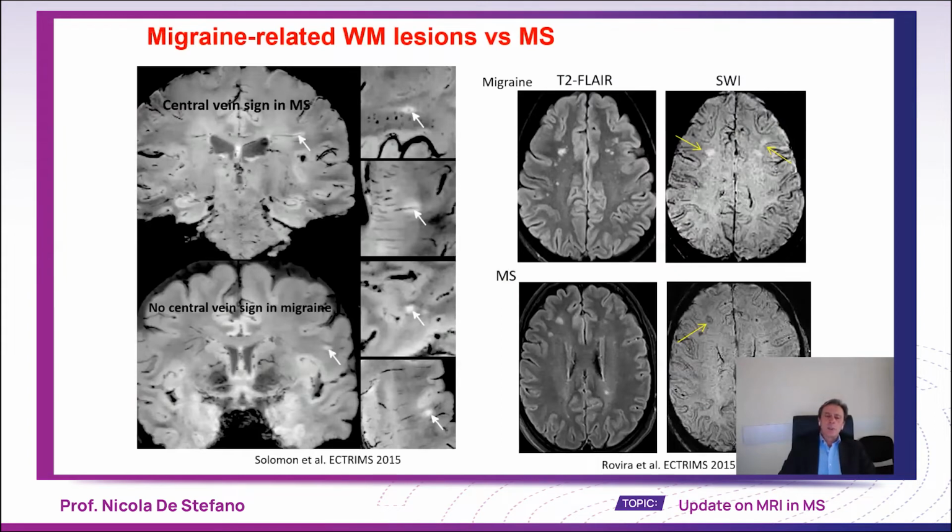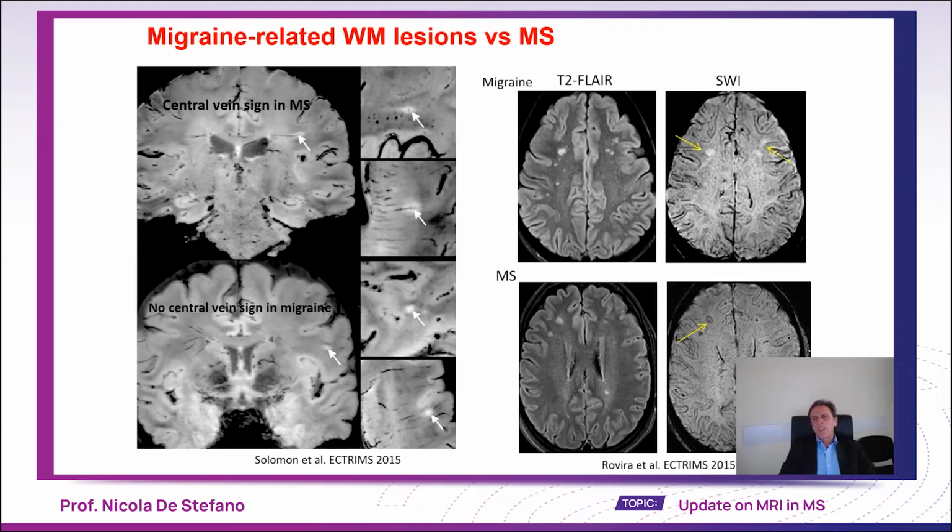And let me show you what I'm saying when I talk about, once again, central vein signs in MS versus migraine, in which you see there are the white arrows that on the top show the central vein signs, and no central vein signs in the bottom. The lesion on the migraine brain is much smaller, without the central vein, and punctate to some extent.